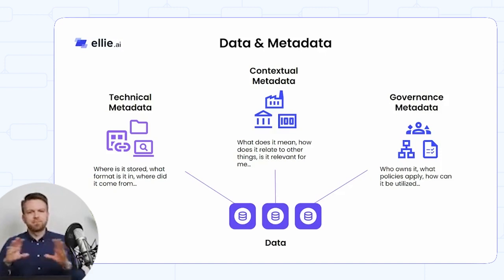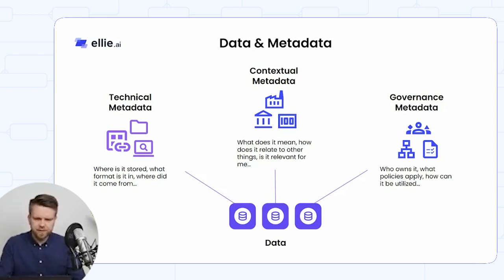These are the basic building blocks. Obviously, you can subdivide these into various categories and so on and so forth. But on a high level, for the purposes of what we're going to be talking about today, this is the rough division of different kinds of metadata that usually goes into a catalog.